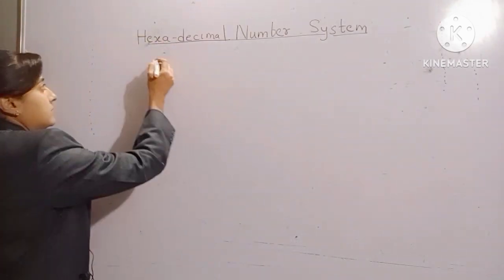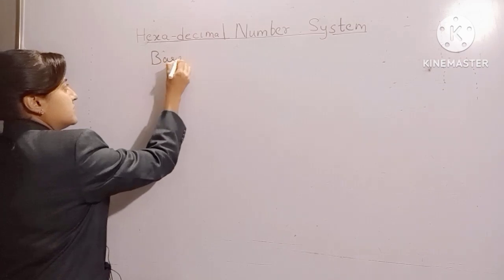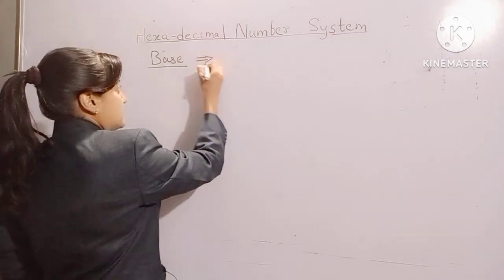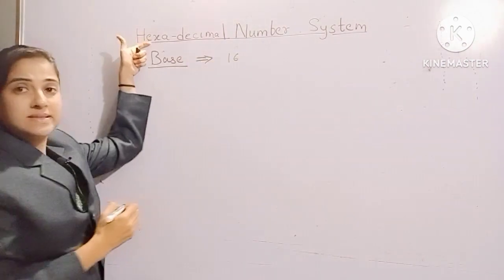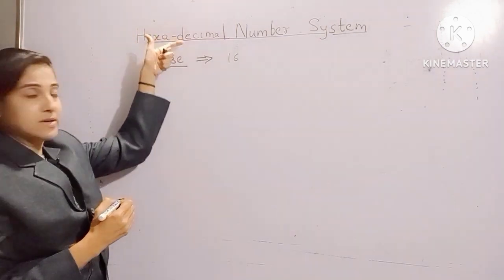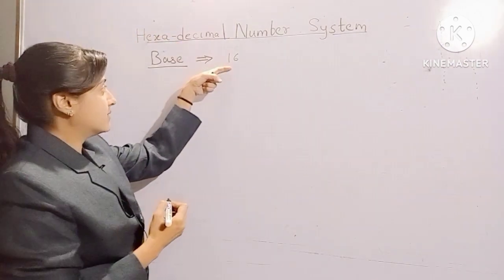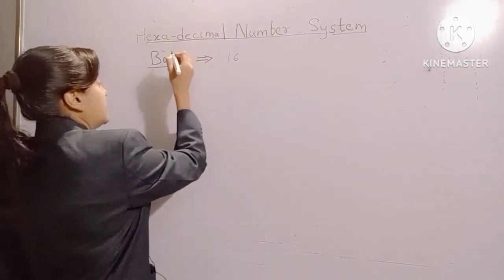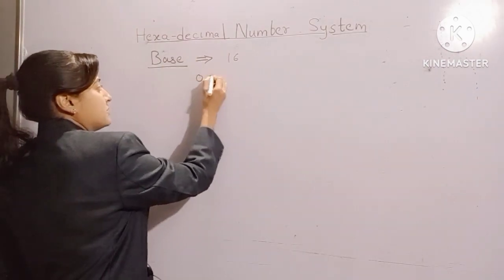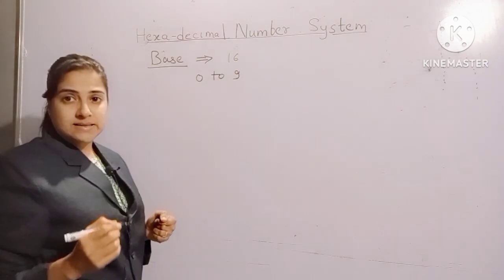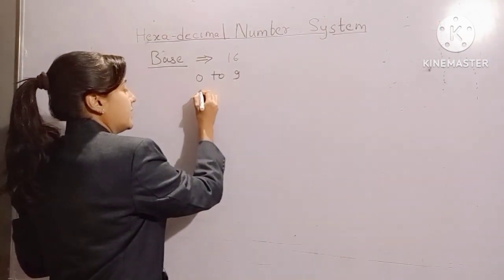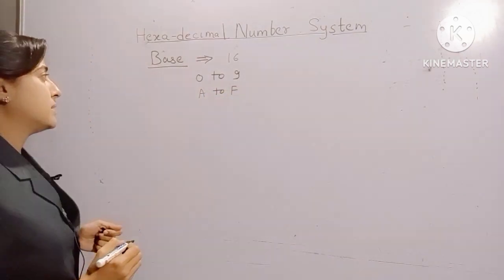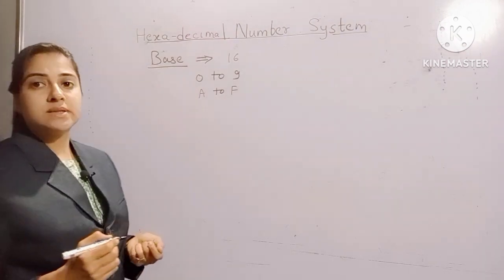Now we know that whenever we start with any number system, the first thing which we see is the base of the number system. The base of the hexadecimal number system is 16. Its name itself represents hex plus decimal, 6 plus 10. So 16 is the base. Base is nothing but the number of symbols a particular number system uses. In the hexadecimal number system, the symbols used are from 0 to 9, that is 10 symbols, and A to F. These alphabets are used in the hexadecimal number system. In total, if we count, that becomes 16.